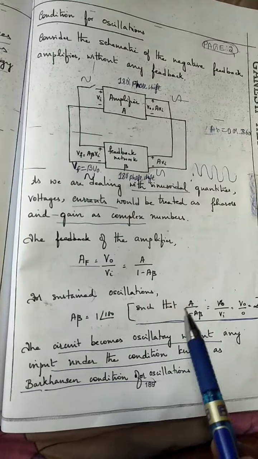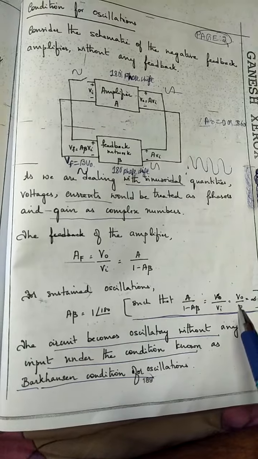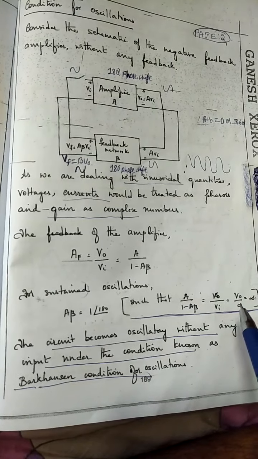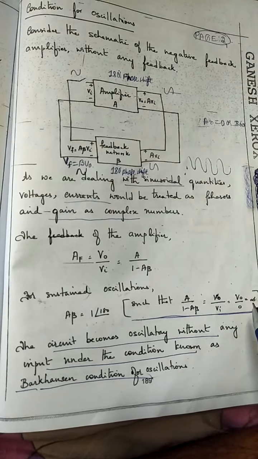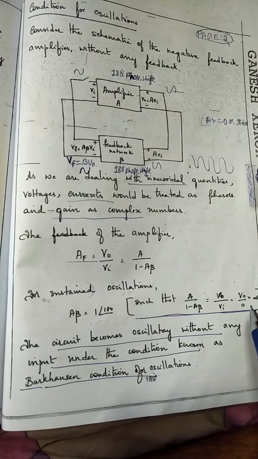That is, A divided by 1 minus A beta means V out by Vi. The input voltage is 0 in the case of an oscillator. I told you V out by 0 means infinity. The gain is infinity.